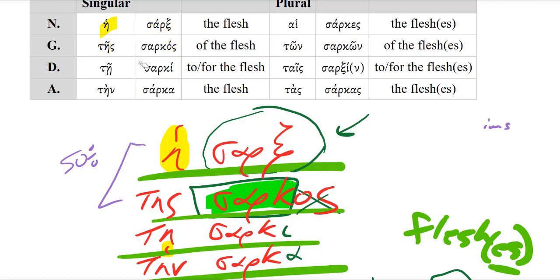But you can see up above, this is the same thing that I did down below, right? Sarx, sarkos, sarki, sarka, sarkes, sarkon, sarksin, sarkas. Notice again, I keep reminding you of this. The articles are all the feminine articles we've already learned, and they really do all the hard work for us, right? If you're shaky on these new endings, they confirm, yes, that is dative plural. Yes, that is genitive singular.